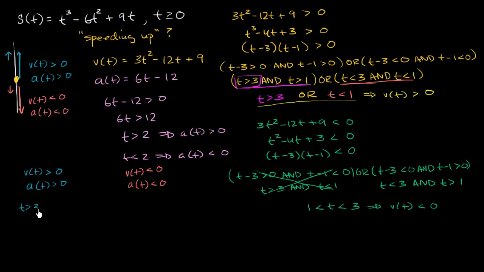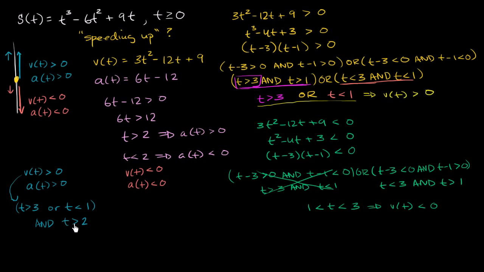or t is less than 1. That's that constraint. And when is our acceleration greater than 0? Our acceleration is greater than 0 when t is greater than 2. So I could say and t is greater than 2. So how will both of these be true? This is an and here. Both of these have to be true.